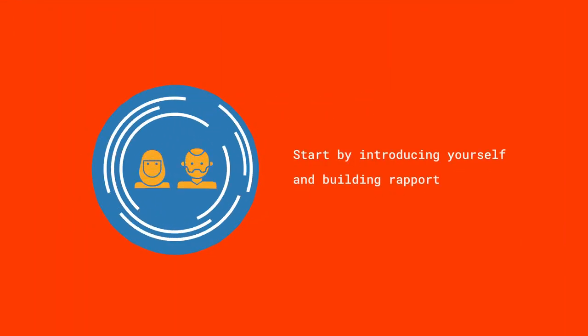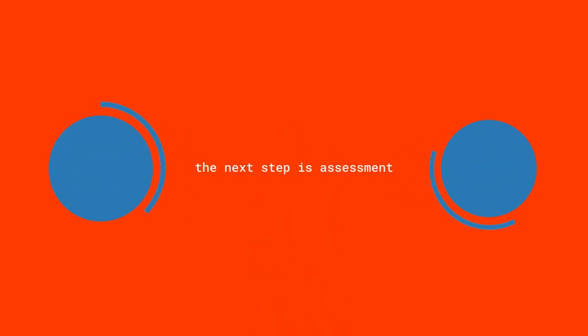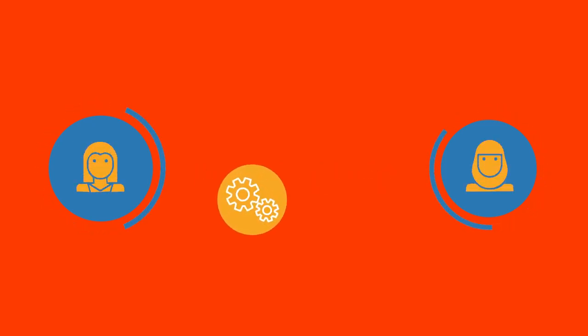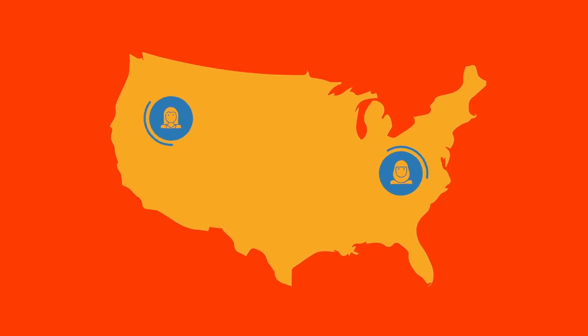During intake, start by introducing yourself and building rapport. You will gather eligibility documents and information about the client's household in a confidential manner. After intake, the next step is assessment. This is an opportunity to establish a relationship with the client and learn about their past employment, skills, background, barriers to employment, and readiness to work in the United States.